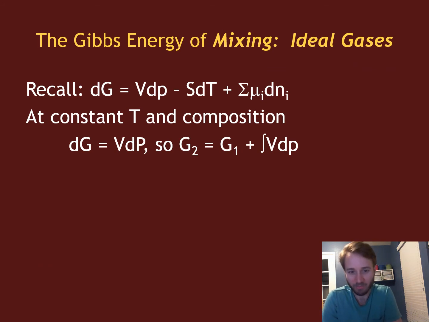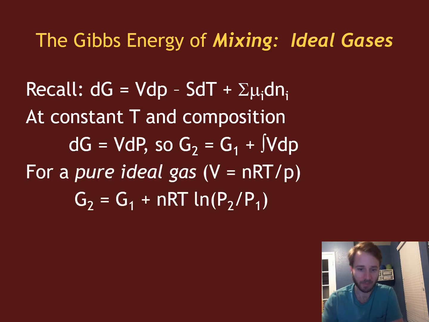So let's think about how the free energy changes for this system. Recall that any change in free energy is related to volume times change of pressure, minus entropy times change in temperature, plus the sum of the change in number of moles times chemical potential. Now, at constant temperature and composition, meaning the moles aren't changing, no chemical reactions, no phase changes, the change in Gibbs free energy is just volume times change of pressure. So delta G is just the integral of volume times change in pressure. For an ideal gas, the volume is equal to nRT divided by pressure, so the integral is nRT ln P2 over P1.